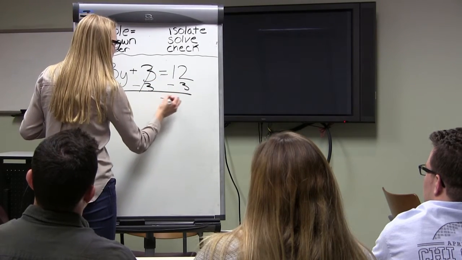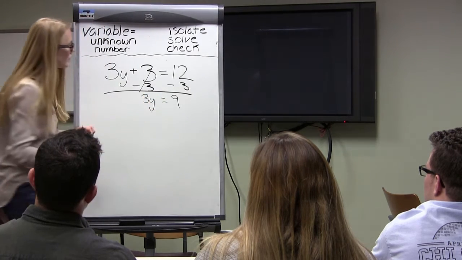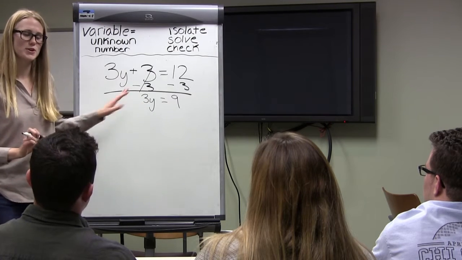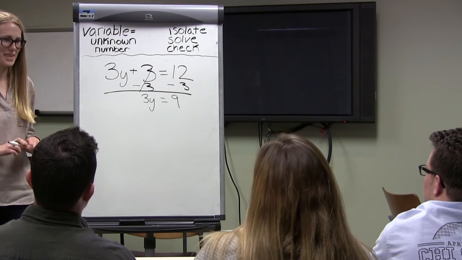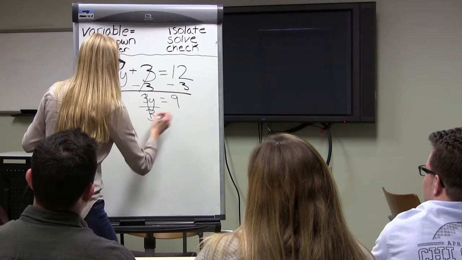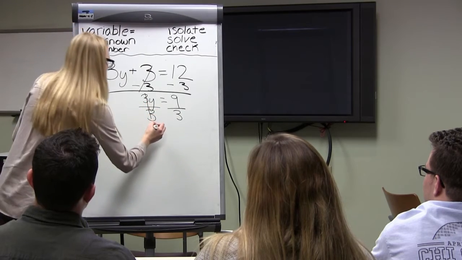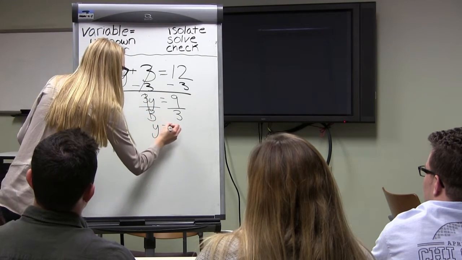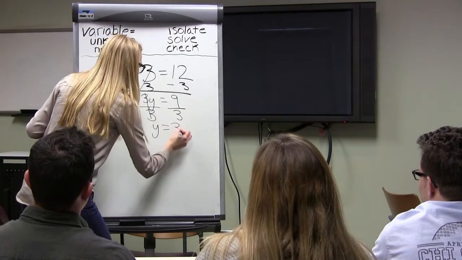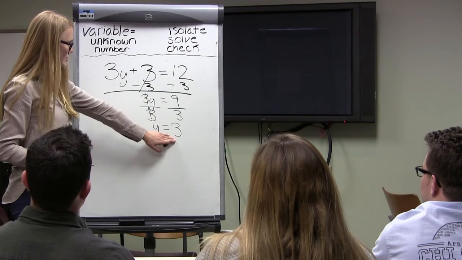You get 0. Over here we get 9. So 3y equals 9. So to isolate the y from the 3, what do we do? Divide by 3. Good job, Carly. So we divide by 3 on both sides. So 3 divided by 3 is 1, so 1y is y. 9 divided by 3 is 3. Good job. So we isolated y, and we solved it for 3.